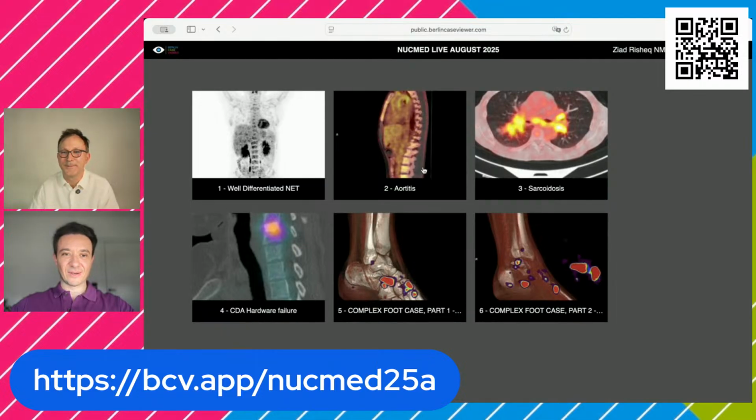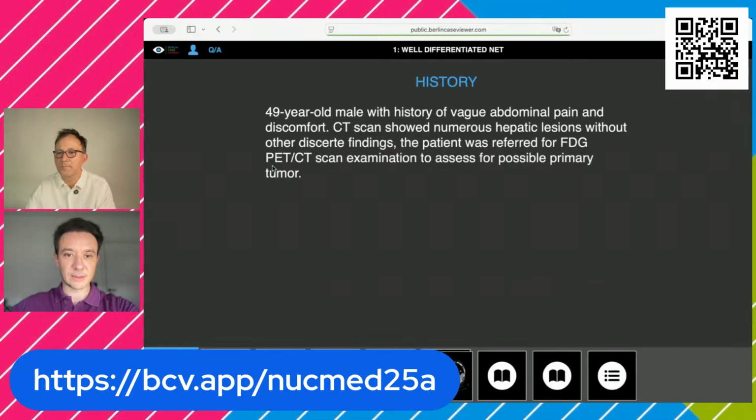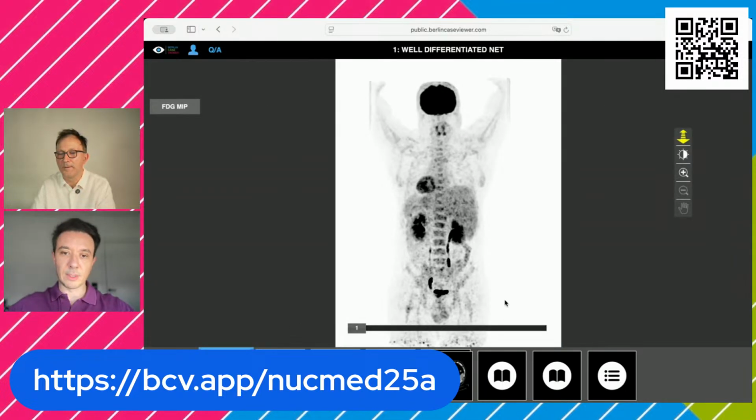Yes, wonderful. So we have 6 cases. We have 3 PET cases, and we have 3 MSK SPECT CT cases. We're going to start with the first PET case. This is a 49-year-old male, and he had a vague abdominal pain and discomfort. He did a CT scan, which showed numerous hepatic lesions without other clarification, and they did not state any other findings in the report. He was referred to do the FDG because they couldn't figure out what was wrong with him, and to assess for a primary lesion.